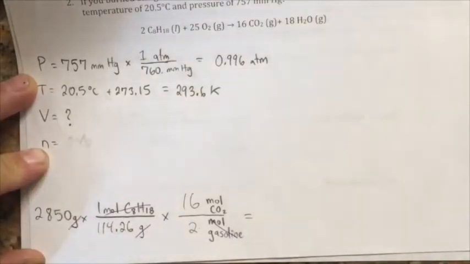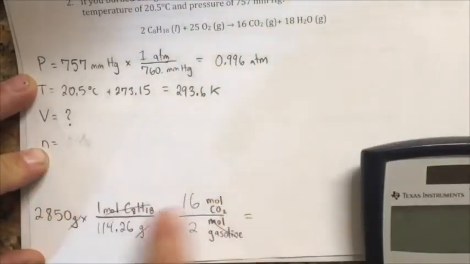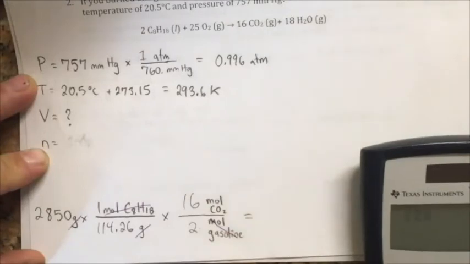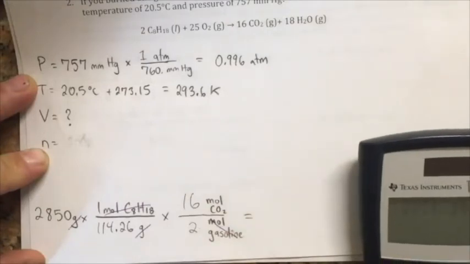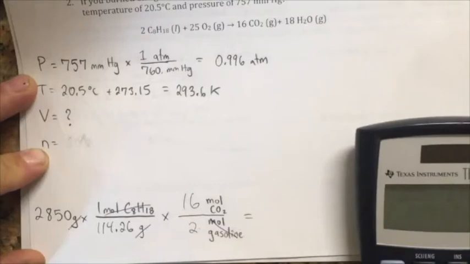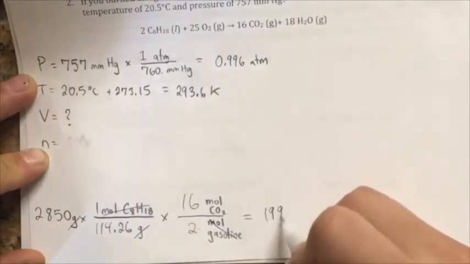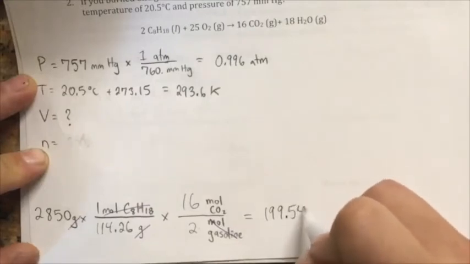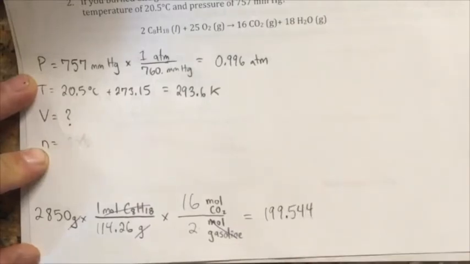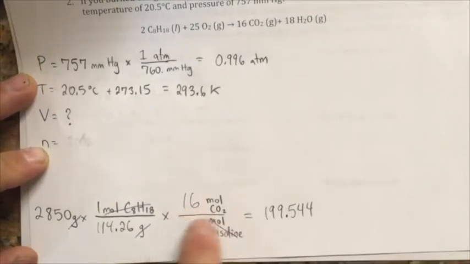Okay, so now we just do a little bit of math. Multiply across the top, divide by the bottom. So 2,850 divided by 114.26. All right, so I got 199.544. But I see, let's see, this is an exact conversion, so unlimited sig figs.